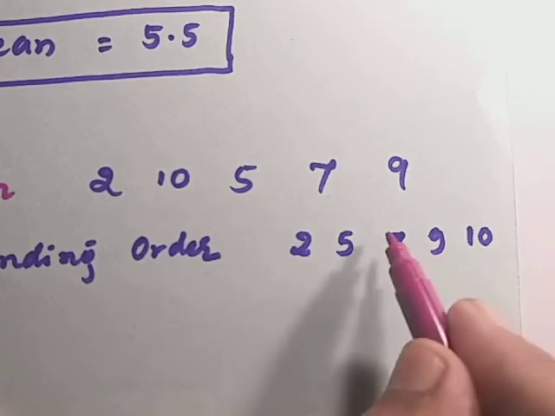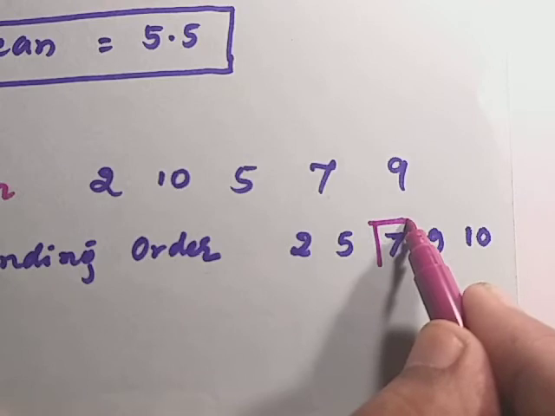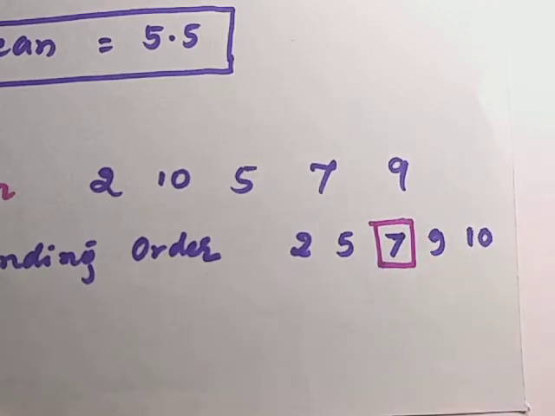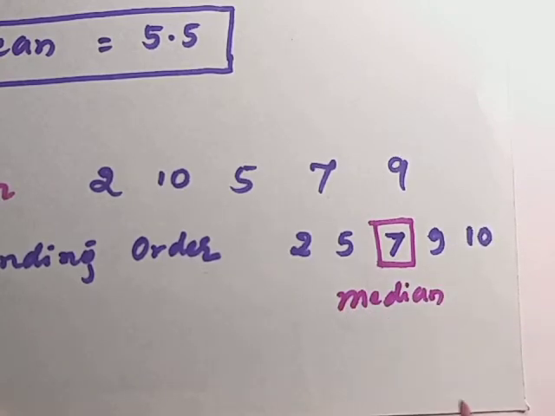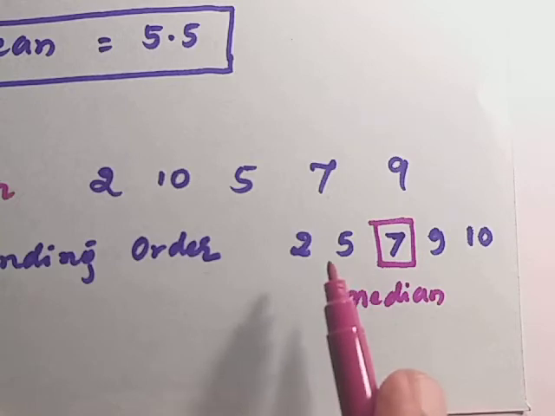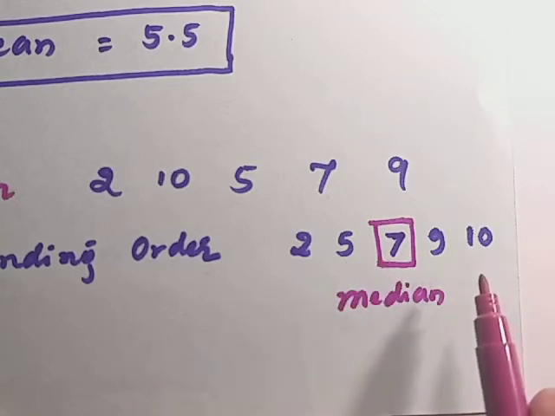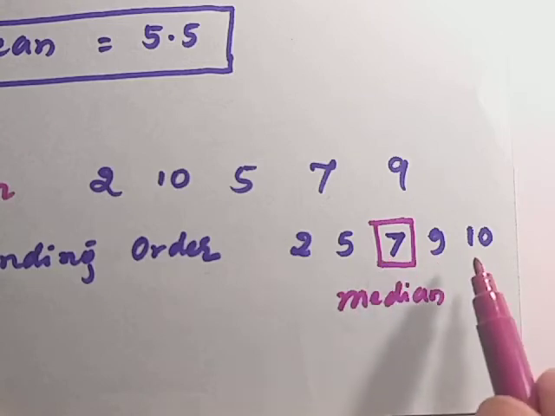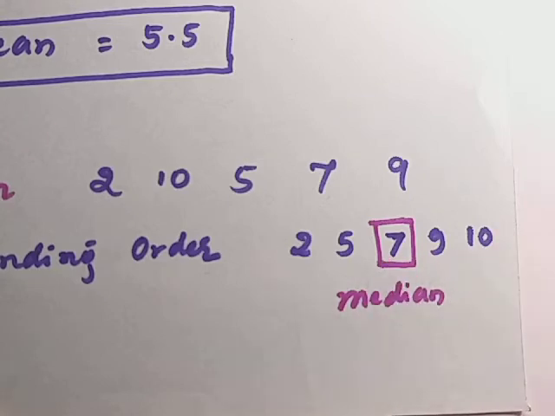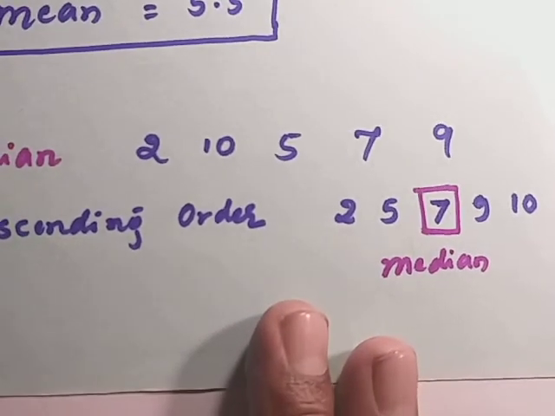Here, the middle one, we call it the median. This is our median. That means when an odd number of scores are there, we will be able to find the most middle one. That's not a problem. But what if the scores given are even in number? Let us take an example.